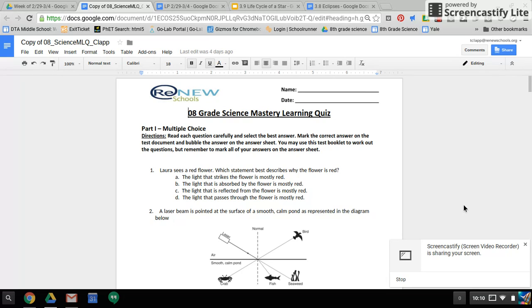Eighth grade science mastery learning quiz. Part 1, multiple choice. Directions. Read each question carefully and select the best answer. Mark the correct answer on the test document and bubble the answer on the answer sheet.